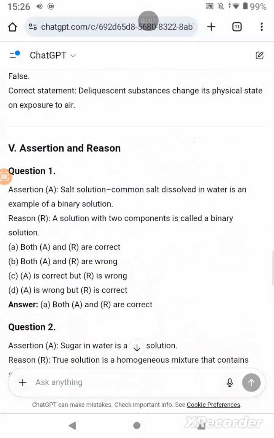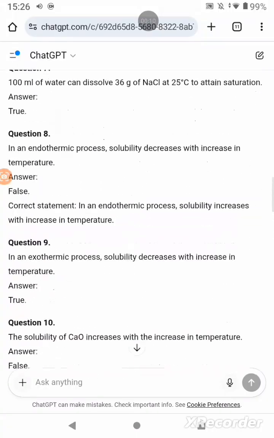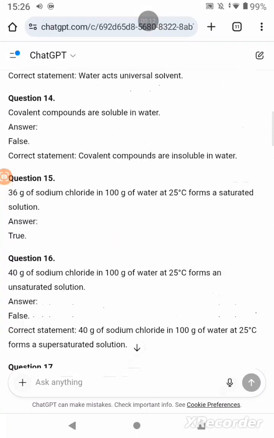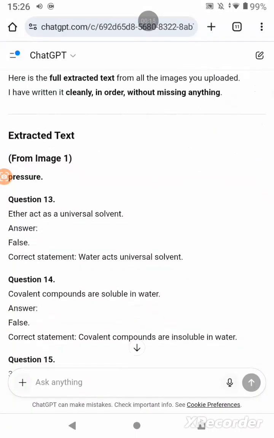Here's the extracted text from all the images you uploaded. I have written it cleanly in order without missing anything. Extracted text from image 1.